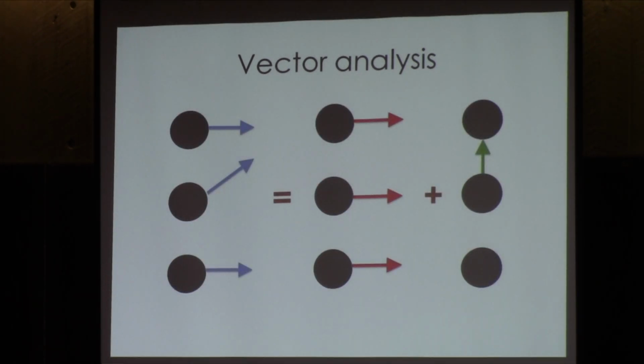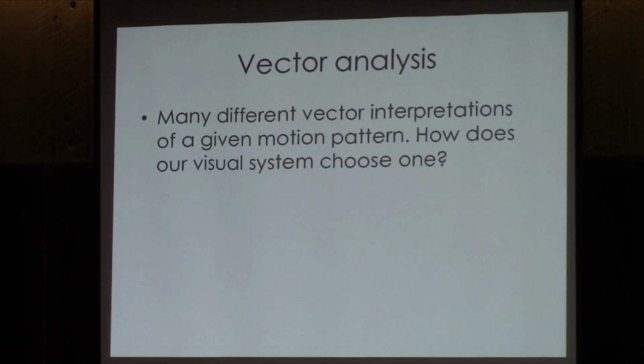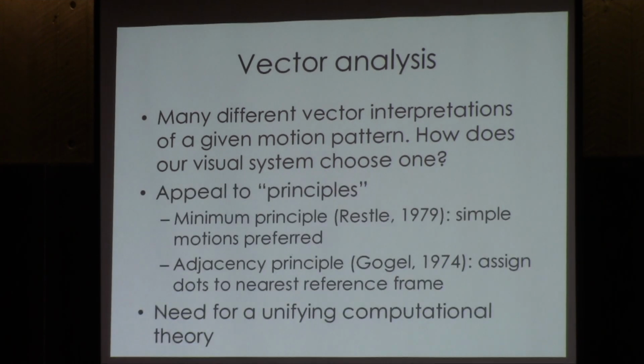So it would look something like this. This is the observed motion, and you decompose it into this horizontal component and this vertical component. But the problem is that many different vector interpretations are plausible for a given pattern of motion. So how does our visual system choose one? And various psychologists tried to answer this question, appealing to different kinds of principles, but there was not really a unifying computational theory of this.